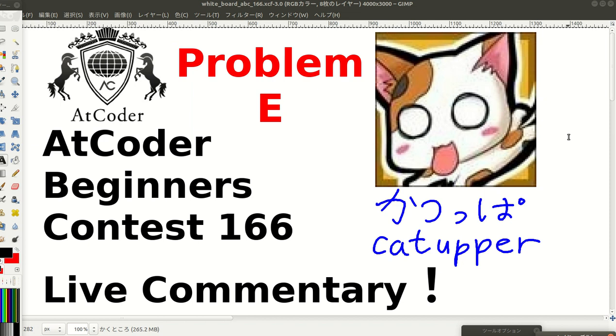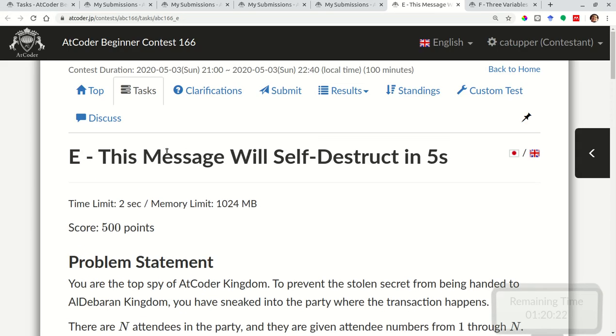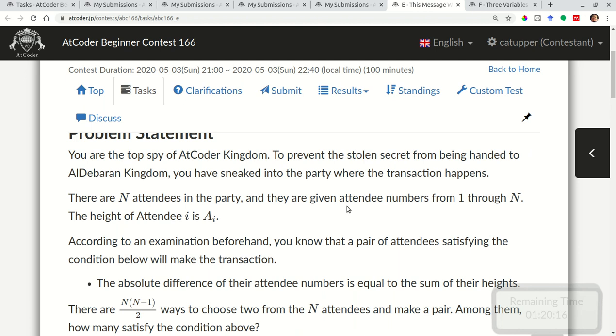And I will solve the AtCoder Beginners Contest 166, problem E. The title is "This message will self-destruct in 5 seconds." 5 seconds? I don't know.